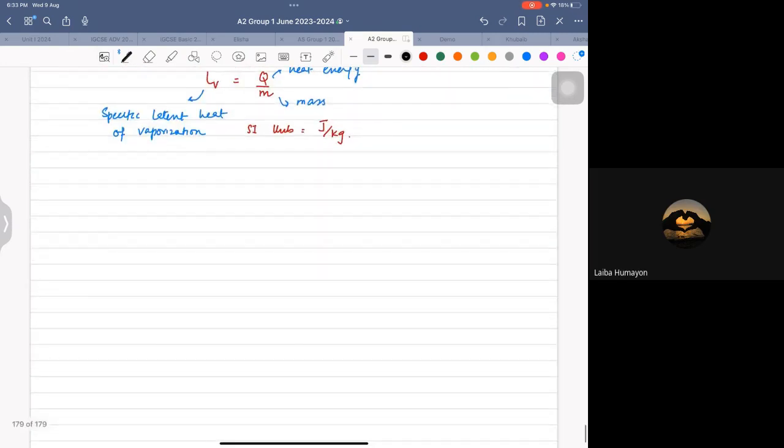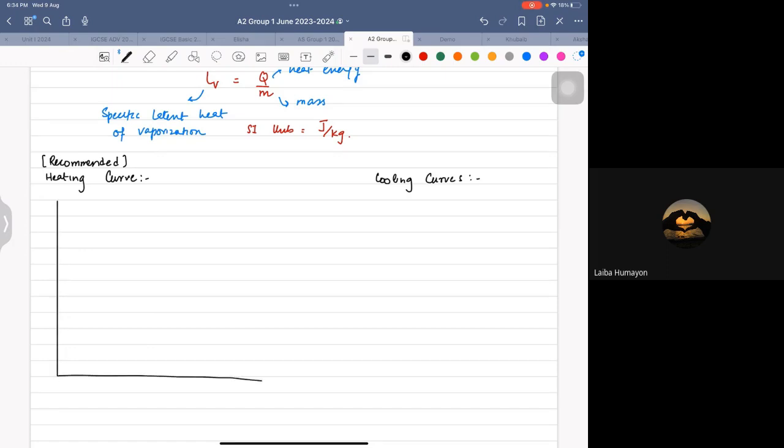Now, it is not required, but it is something I would recommend. Right? So I'm just writing. This is recommended to you people. Whenever you're looking at certain questions, you should draw heating curves and cooling curves. Now, what exactly are these? Suppose we look at the melting ice.